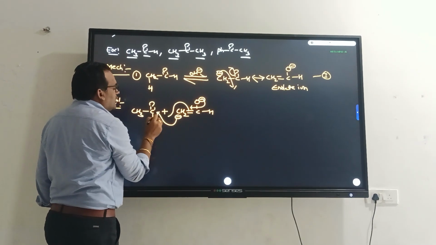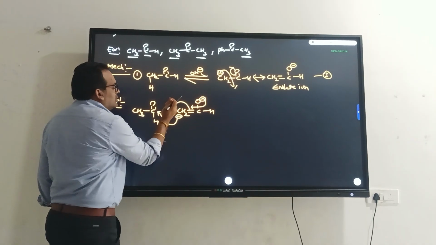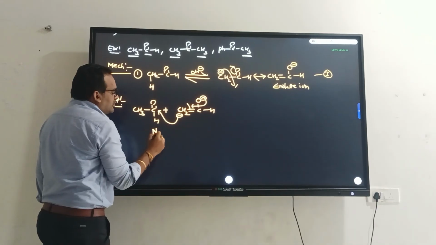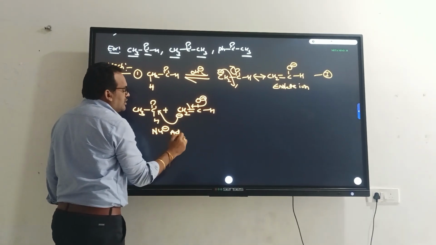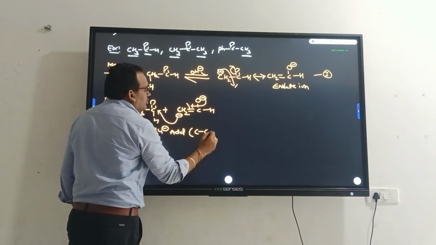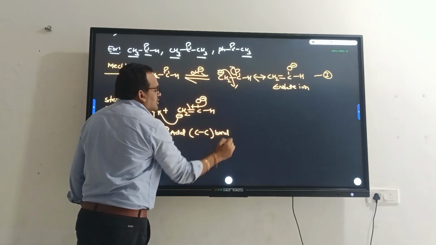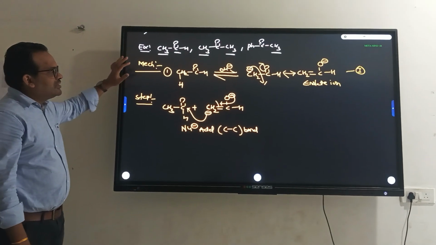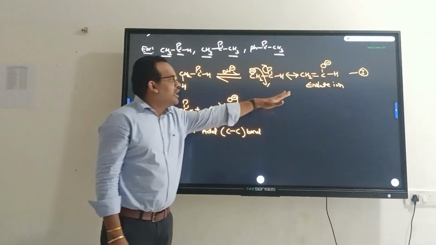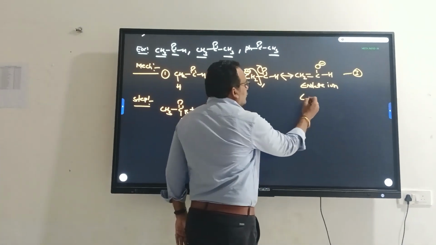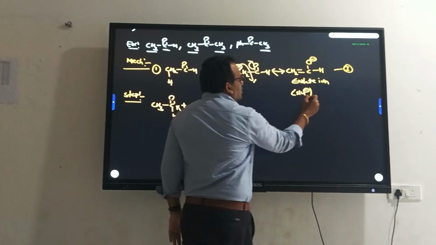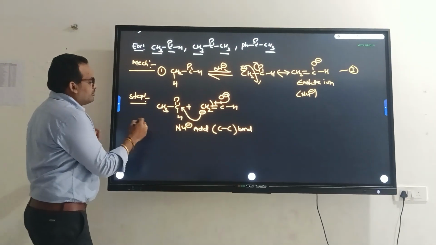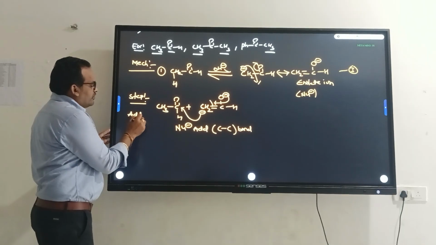This nucleophile is going to attack the carbonyl carbon. This one we call a nucleophilic addition, and here C-C bond formation will take place. Step 1 is the generation of the enolate ion, or the generation of the nucleophile. Step 2 is the addition of the nucleophile.